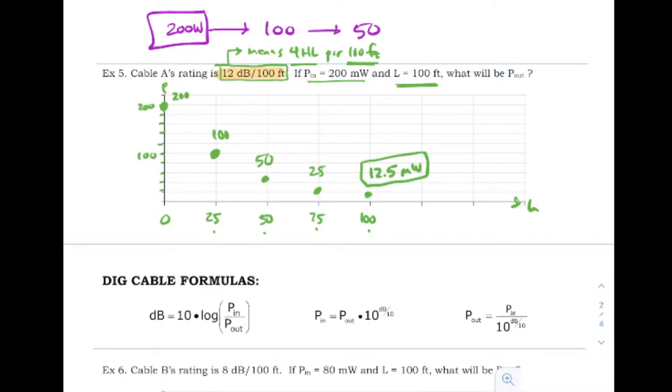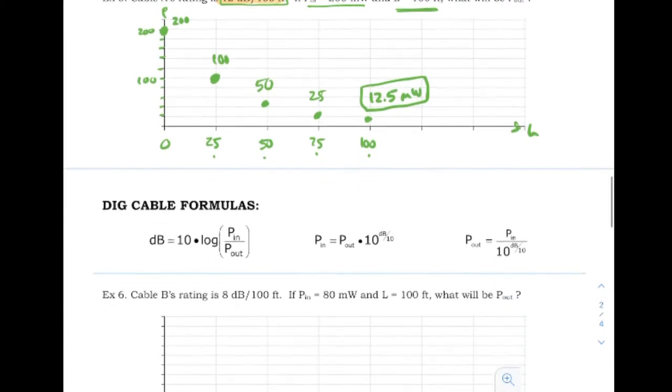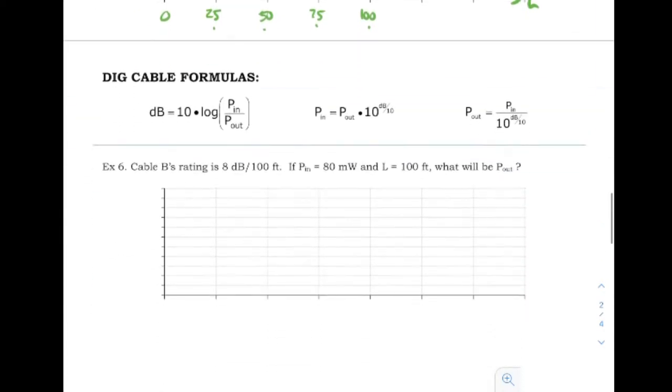But you'll see that there's formulas here. Let's ignore those for just a little bit longer and look at example 6. I want to do this one the intuitive way as well, or at least try. It says there's 8 decibels per 100 feet. See, now there's where we get a problem, right? 8 decibels per 100 feet. Well, here's the thing. How many half-lives is 8 decibels?